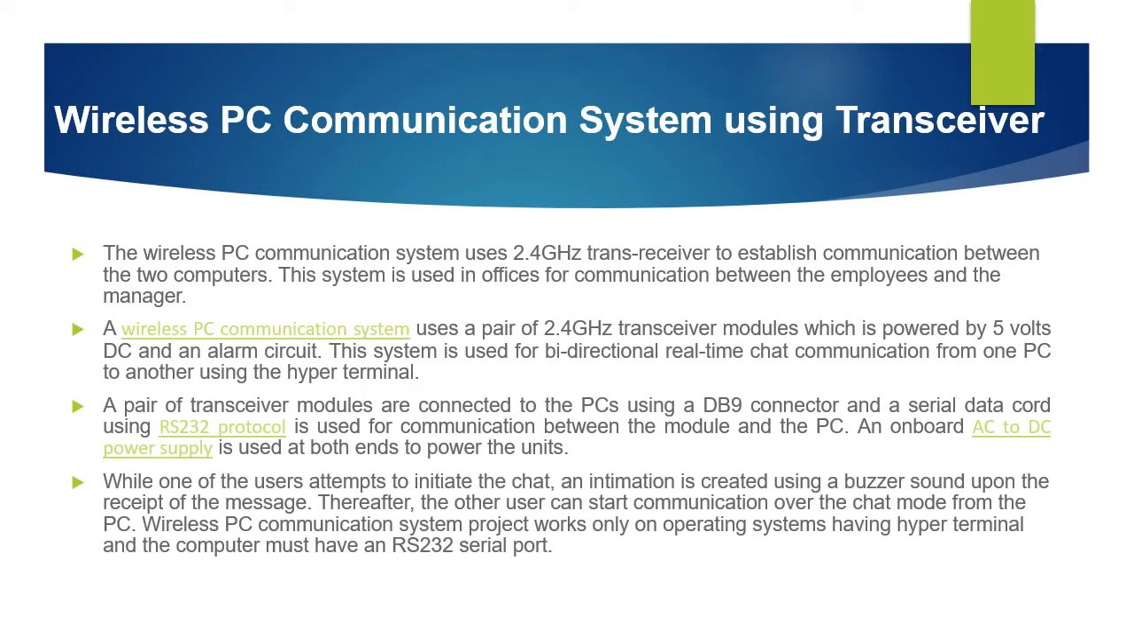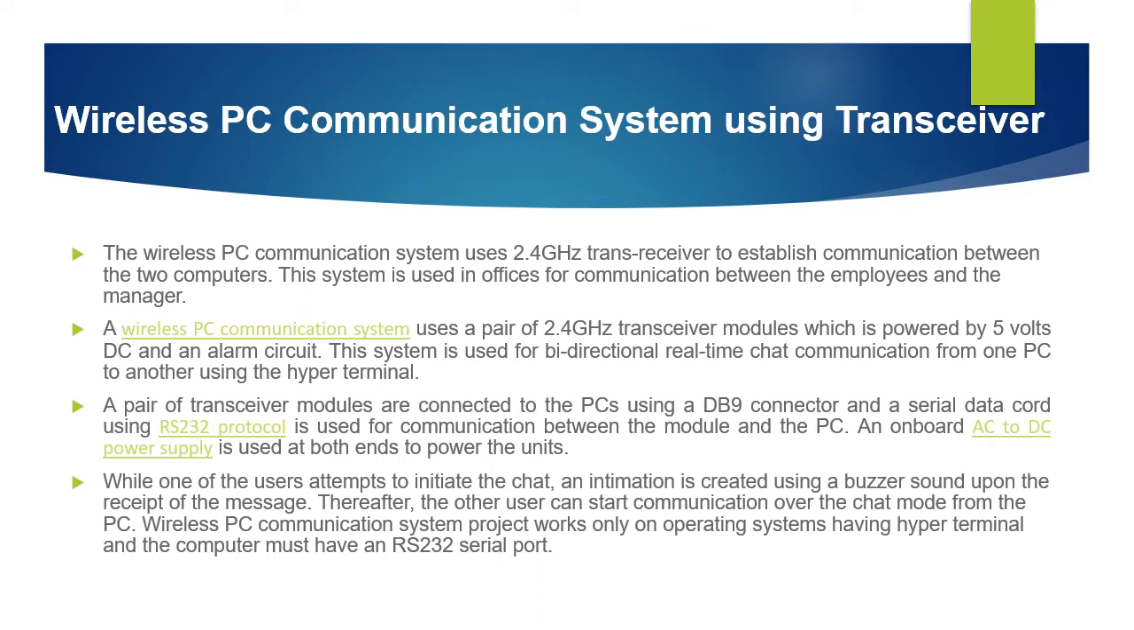Wireless PC communication system using transceiver. This system uses 2.4 GHz transceiver to establish communication between the two computers or two nodes. This system is used in offices for communication between the employees and manager. A wireless PC communication system uses a pair of 2.4 GHz transceiver modules, which is powered by 5-volt DC and an alarm circuit. This system is used for bidirectional real-time chat communication from one PC to another using the hyperterminal.